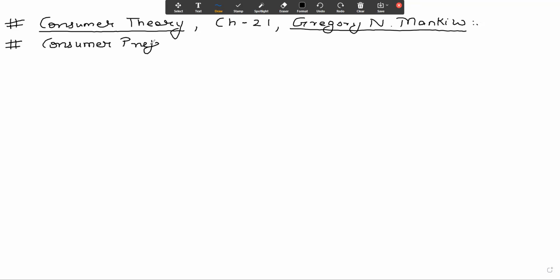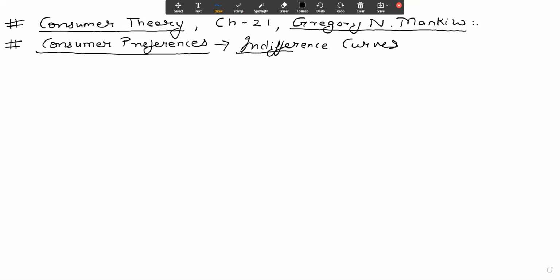In this particular lecture, we intend to look at consumer preferences, and consumer preferences are captured by indifference curves. I expect students to know the basic theory of indifference curves from high school economics. Okay, so when we talk about consumer preferences, graphically, they are captured by indifference curves. So what is an indifference curve? Okay, so let's talk about what is meant by indifference curve.